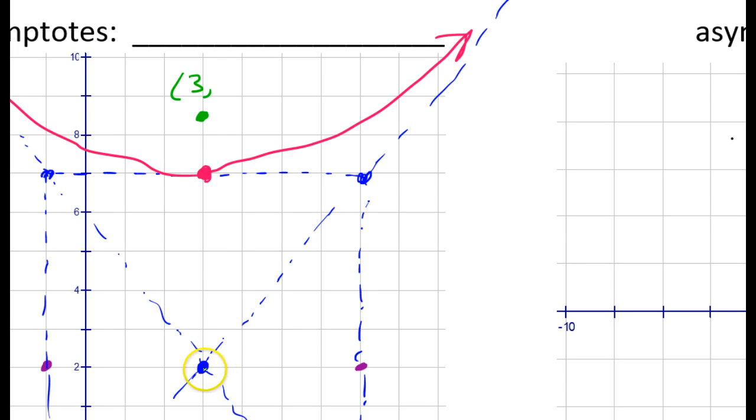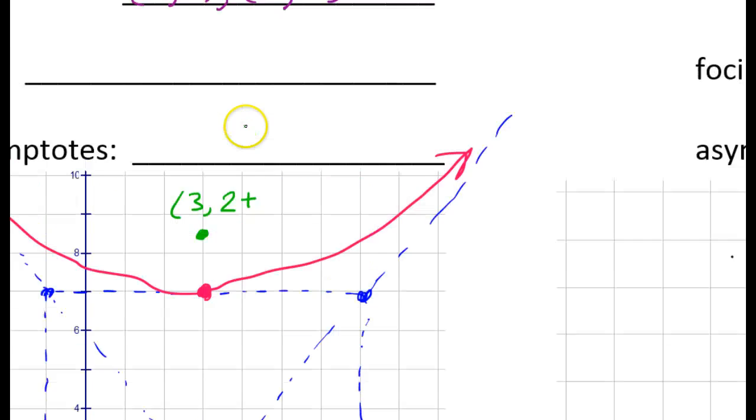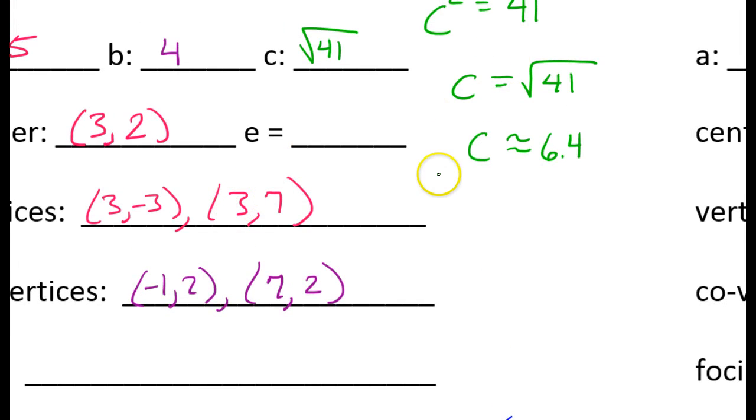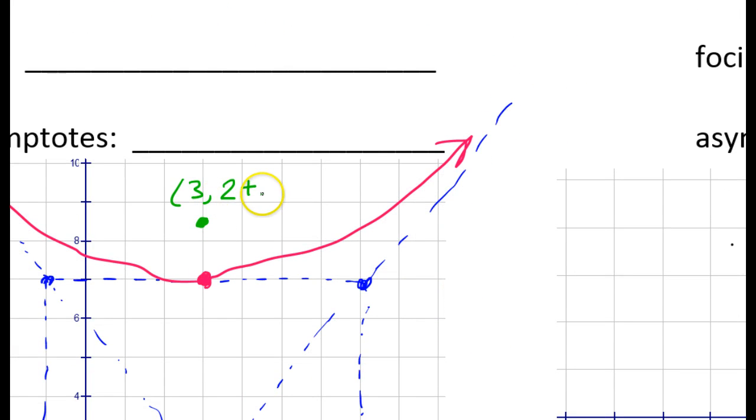The best thing to do is to start with the y value of the center. The center has a y value of 2. So we're starting at 2, and we're going up a certain amount, so we're adding something. Now the thing that we're adding is the C value, all right? That's the distance from the center to the focus. So we're doing 2 plus the C value. The C value, remember, was radical 41, and that's the way we have to write it. So 2 plus radical 41 is the y-coordinate of this focus. So we have 3 comma 2 plus radical 41.